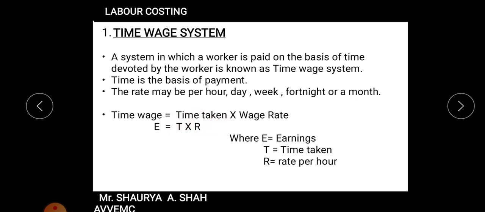It may be any time taken into wage rate per hour. That will give you the earnings. I give you the example: if a worker is working 8 hours and per hour the rate is 50, so immediately you can calculate that. 8 into 50 gives me the answer, and you must have thought, that is 400 rupees, right?